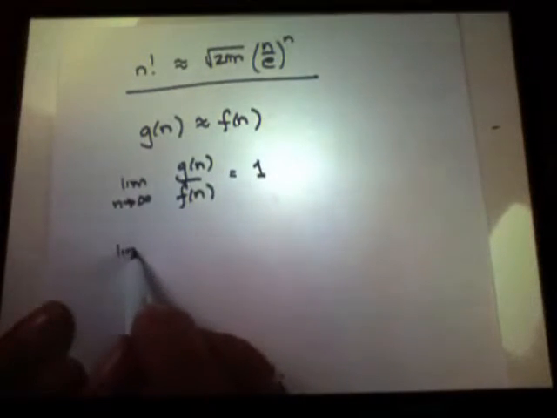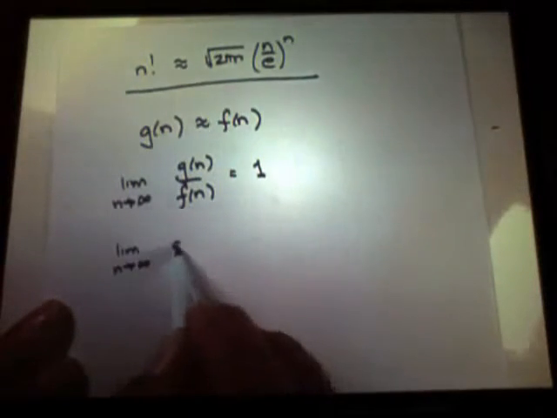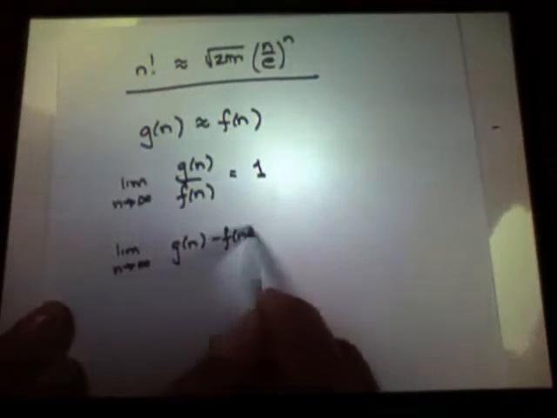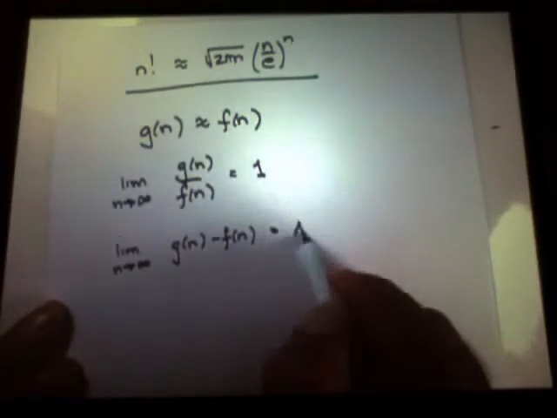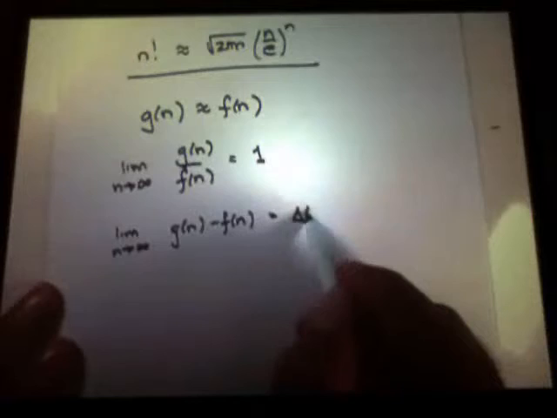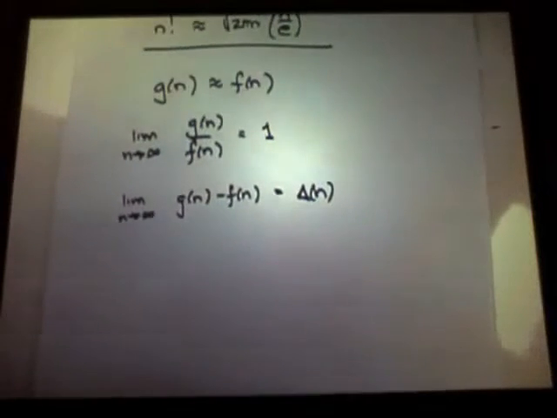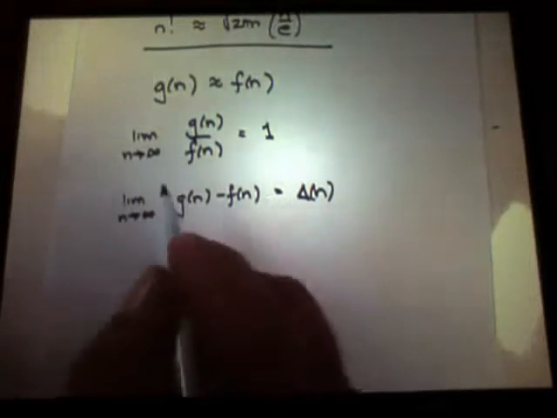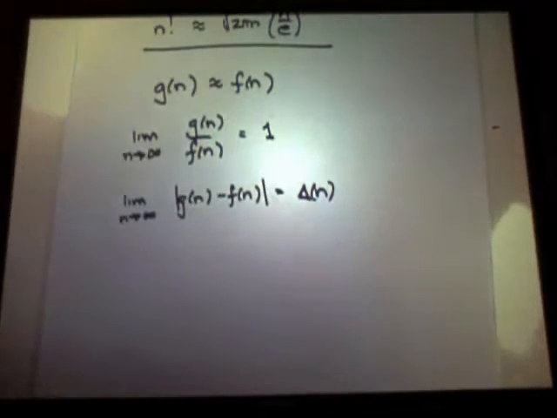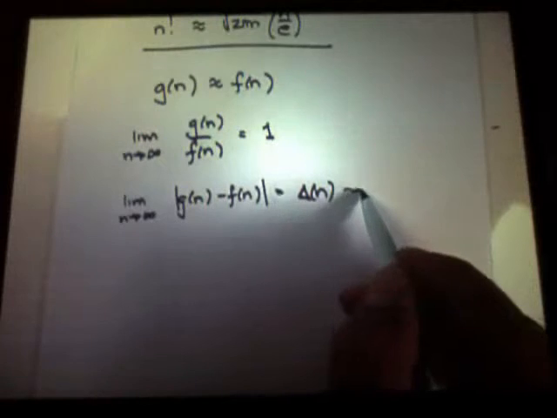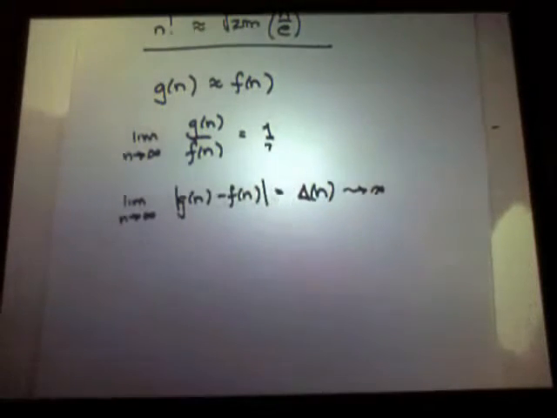But if you take the same limit operation, delta of n, say, is the absolute difference between the two. This can trundle off to infinity while that stays at 1. So the relative error is absent, and the absolute error is infinite.